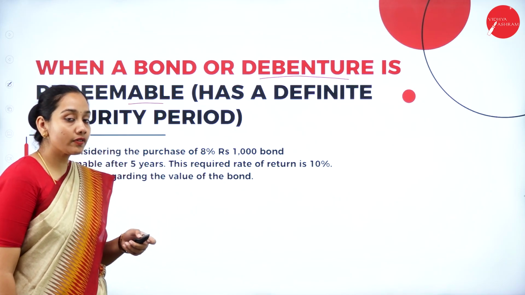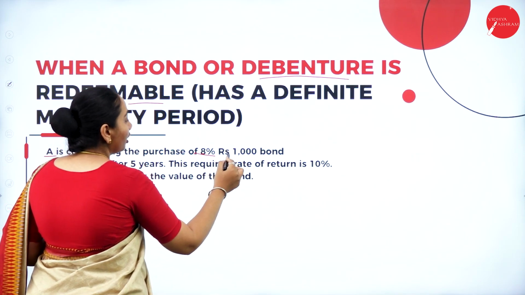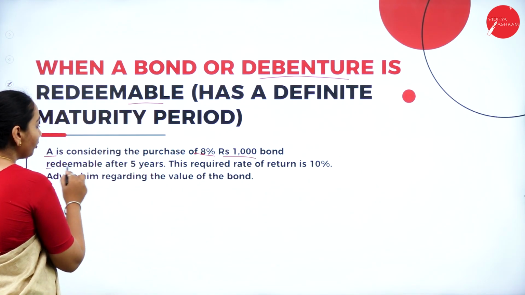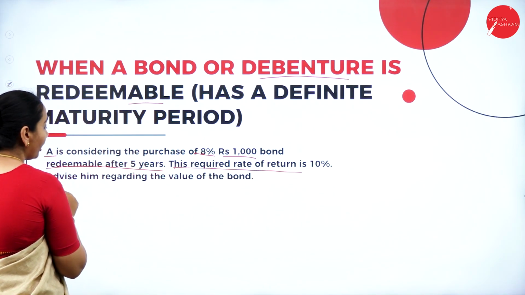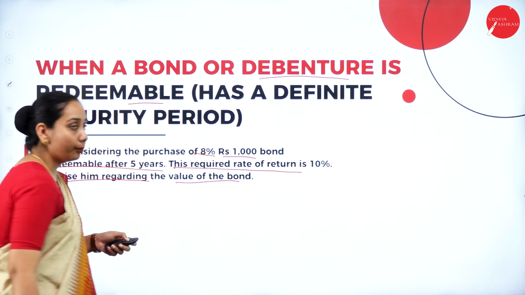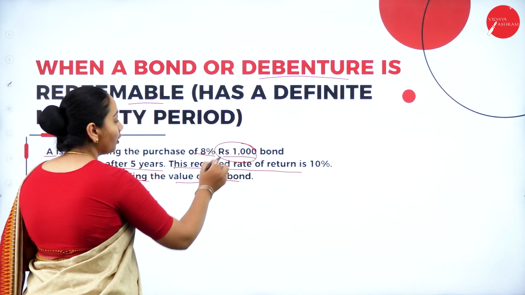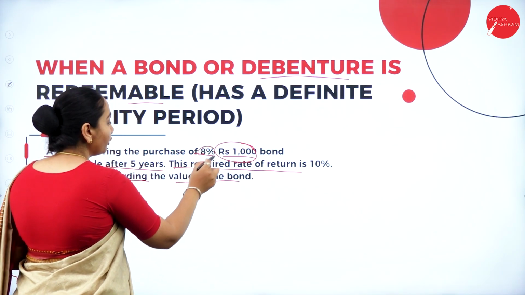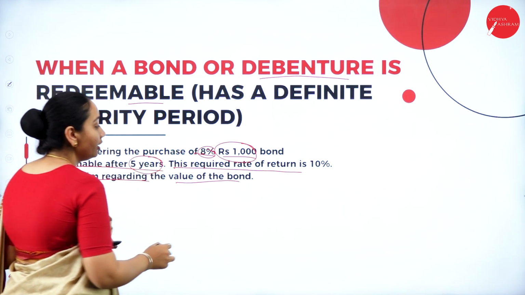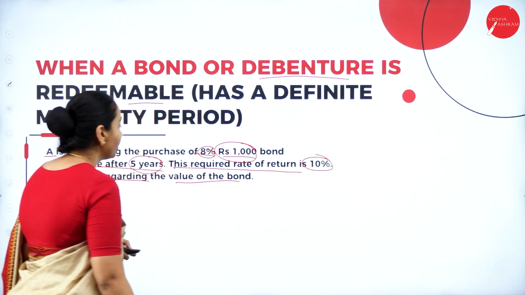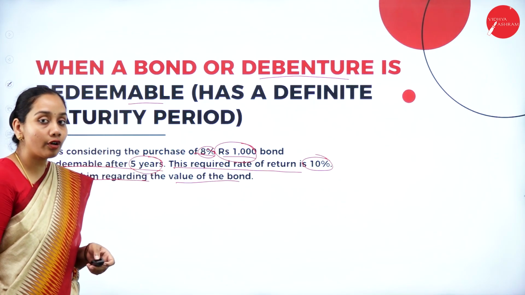So moving on with the next question. Here A is considering the purchase of an 8% rupees 1000 bond redeemable after 5 years, with a required rate of 10% per annum. Advise him regarding the value of the bond. Mr. A is going to purchase a bond of 1000 rupees with a rate of 8% per annum. It is redeemable after 5 years and the required rate of return is 10%. So here we are supposed to find out the present value of the bond.